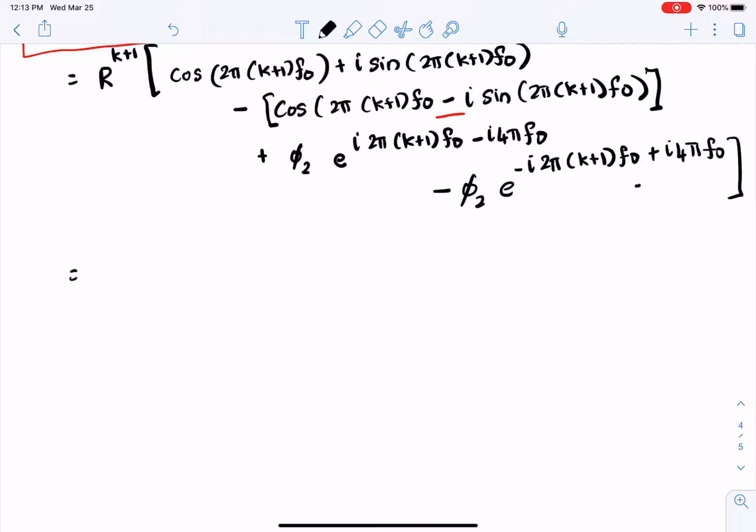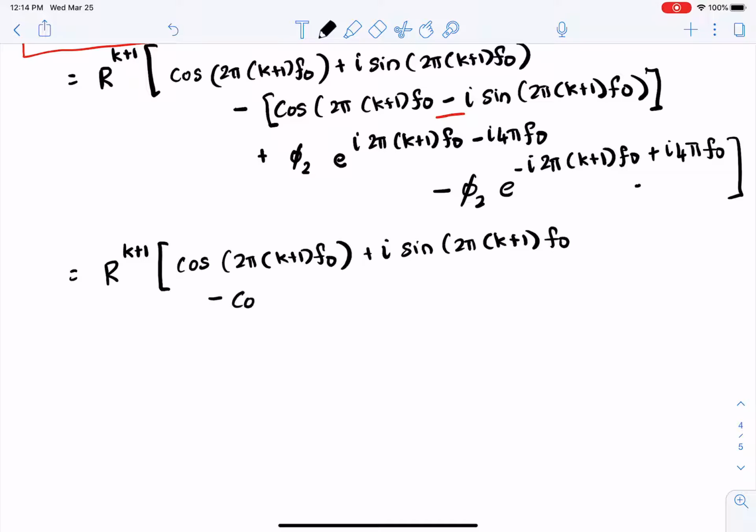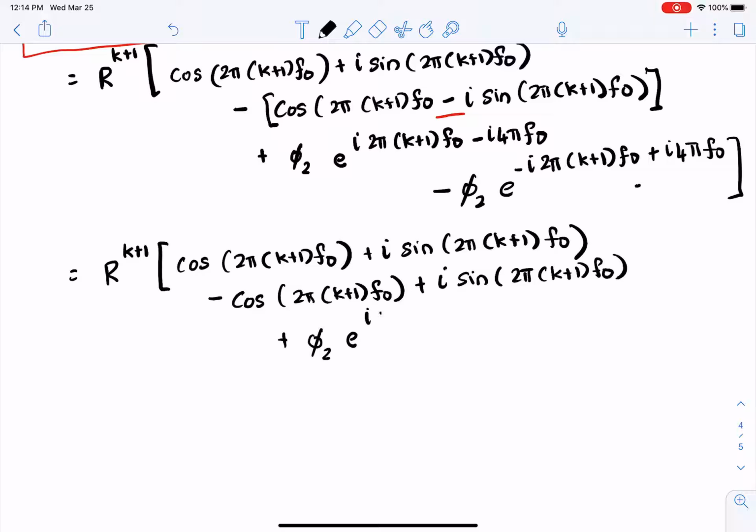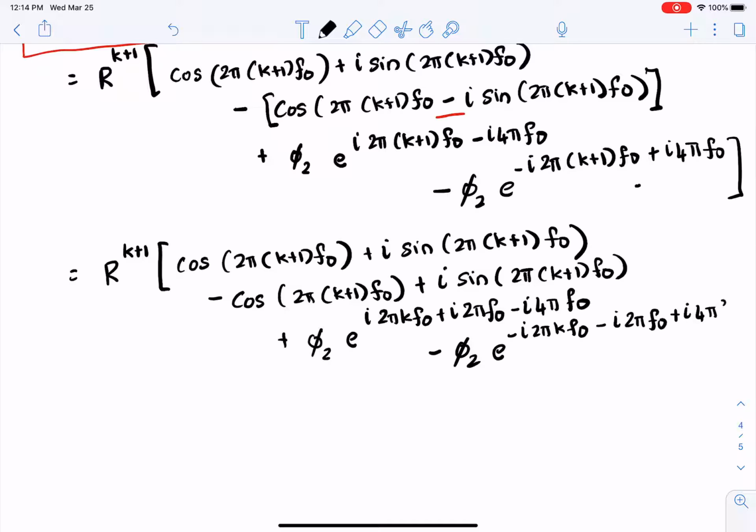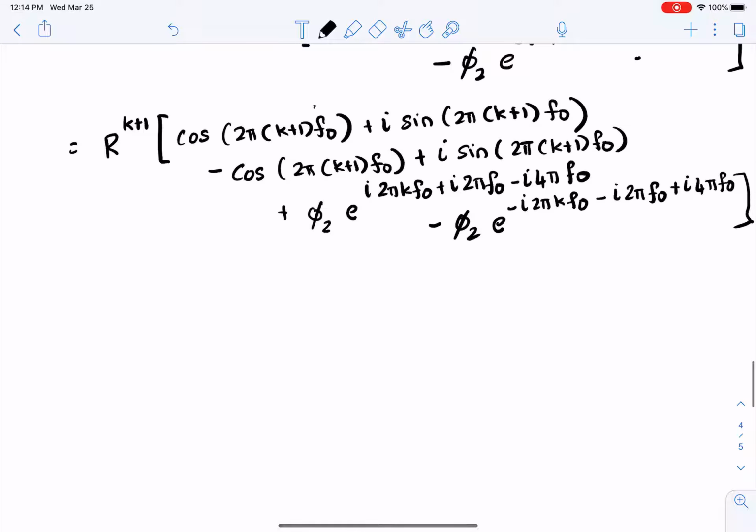So as we expand, we can see we'll have cosine 2 pi k plus 1 f naught plus I sine 2 pi k plus 1 f naught minus cosine 2 pi k plus 1 f naught plus I sine 2 pi k plus 1 f naught plus phi 2 e raised I 2 pi k f naught plus I 2 pi f naught minus I 4 pi f naught minus phi 2, the very last term, e raised minus I 2 pi k f naught minus I 2 pi f naught plus I 4 pi f naught. So those two terms would go away.